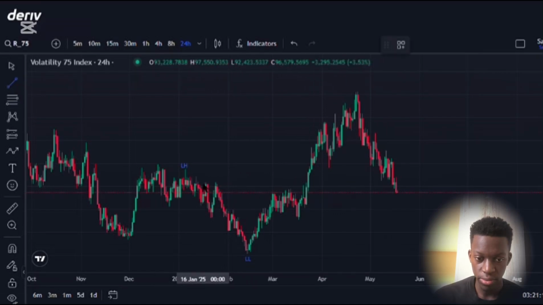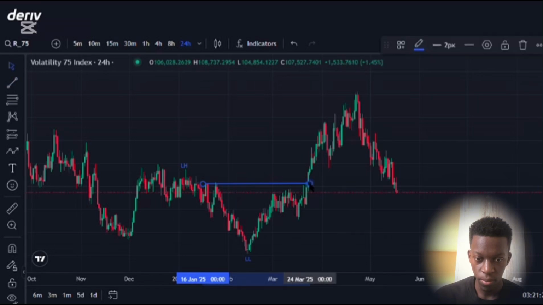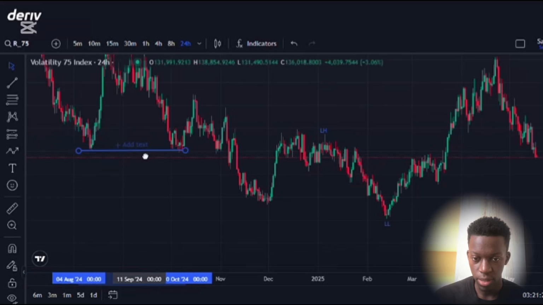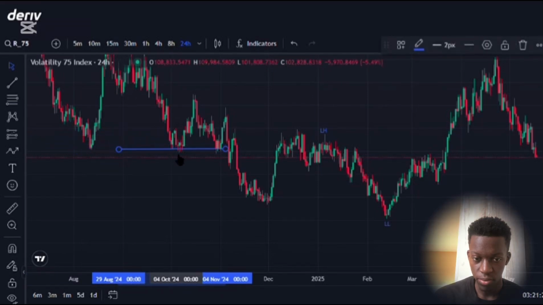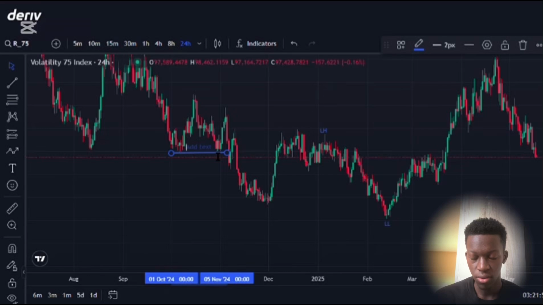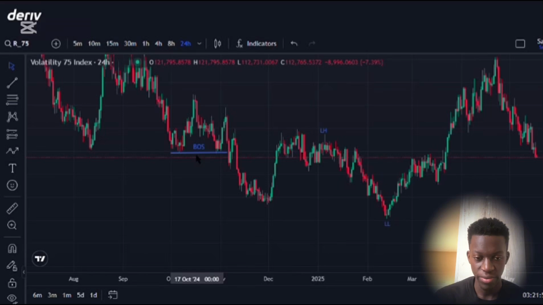So indicating where there was a break of structure, or the change of character rather, this is where the market broke. As you can see here, it was forming lower lows and lower highs on a downtrend, like I've indicated over there. And then at this point here, this is why we have a break of structure, BOS, break of structure.